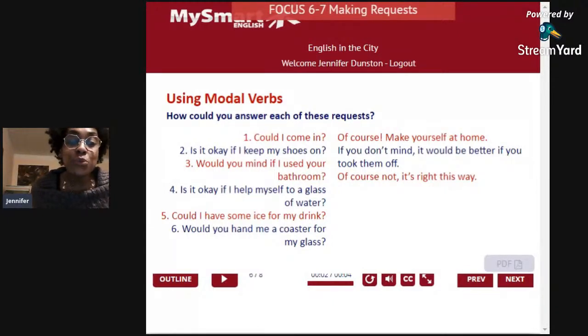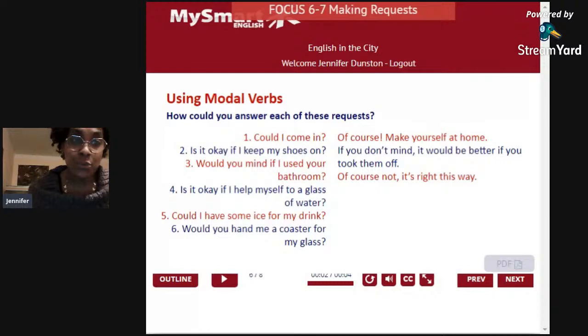Would you mind if I used your bathroom? So now someone's in your house. Your friend is in your house, or your coworker has come to visit. And they ask if they could use the bathroom. You say, of course not. Oh, notice the answer is not no. Would you mind?